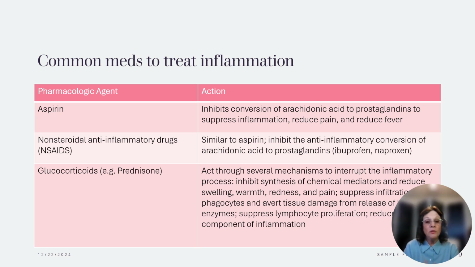And then another category are the glucocorticoids, and these are prednisone. This is a pretty powerful medication, and it acts through several mechanisms to interrupt the inflammatory process. So it does that by inhibiting synthesis of chemical mediators, reducing the swelling, the warmth, the redness, and the pain, and suppressing the infiltration of phagocytes and averting tissue damage from the release of different enzymes. It's going to suppress lymphocyte proliferation, which will reduce the components of inflammation that we see, but it also decreases immune response. So it's got some pretty serious side effects.